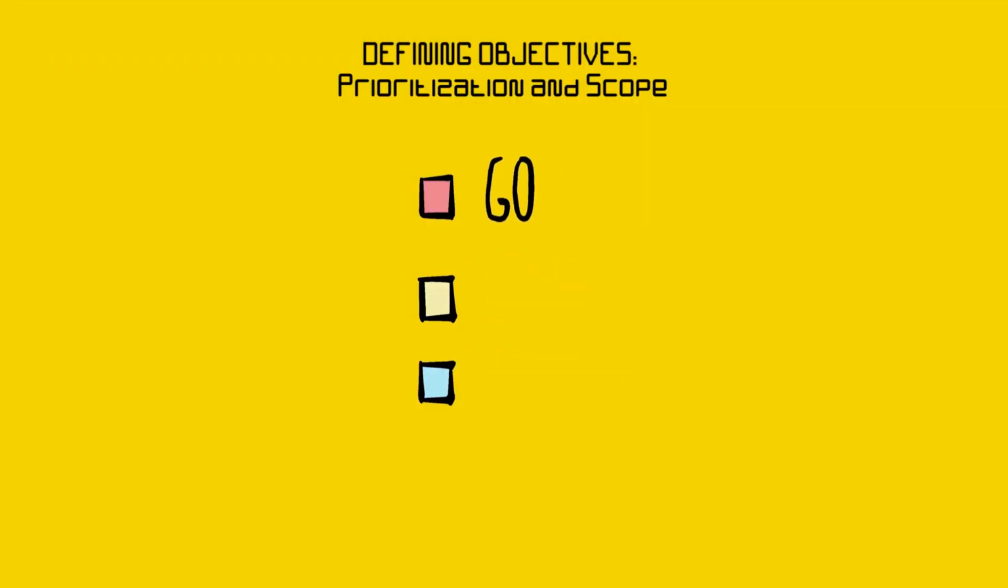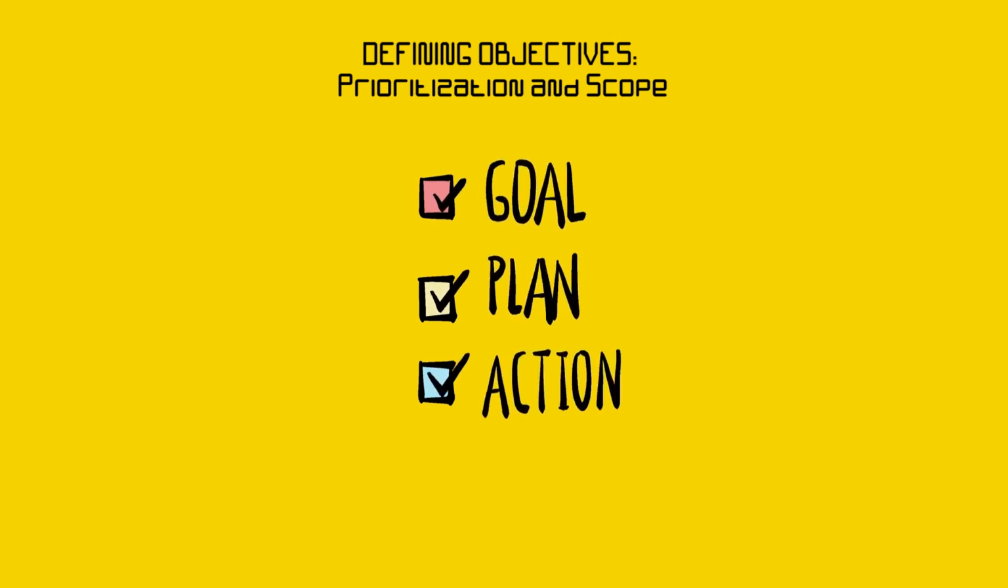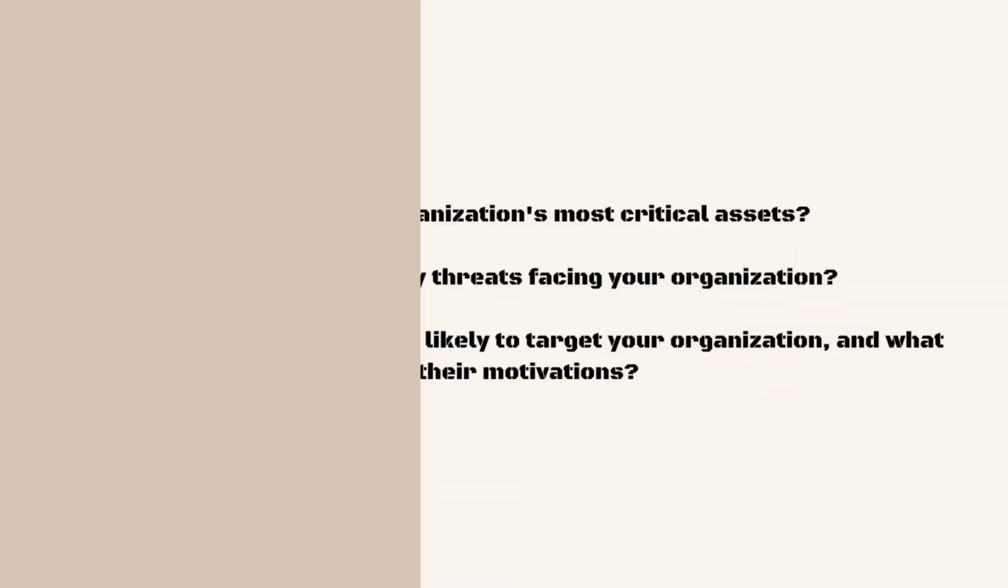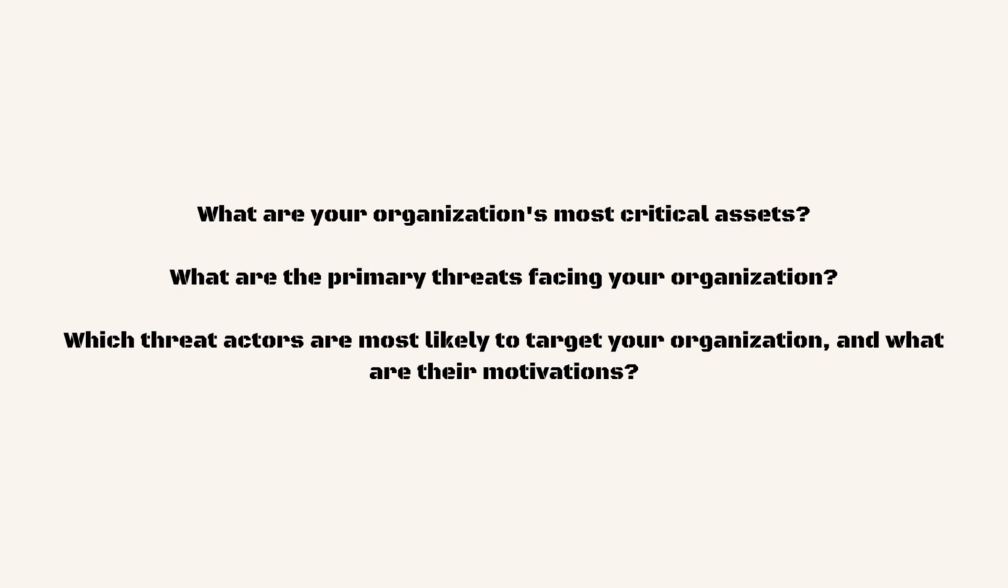Defining objectives, prioritization, and scope. To begin, it's essential to define the objectives of your threat intelligence program. This involves identifying the specific goals you wish to achieve and determining the scope of your efforts. Consider the following questions. What are your organization's most critical assets? What are the primary threats facing your organization? Which threat actors are most likely to target your organization? And what are their motivations?